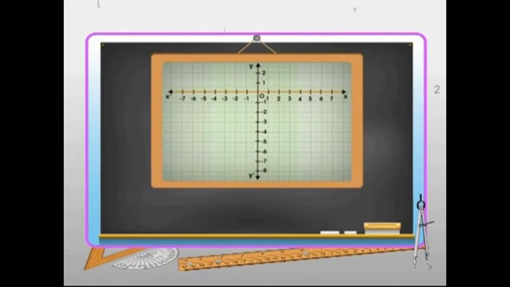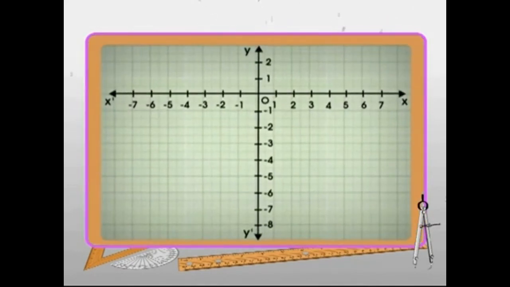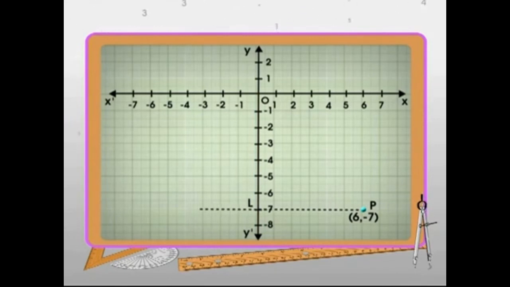From x-axis to y-axis, let's try to solve this problem, starting with something familiar. We first locate point P on the graph paper. We now draw the line PL perpendicular to OY dash. We produce it beyond L to P dash so that PL is equal to P dash L. P dash is the reflection of P. Hence, the coordinates of the reflection are -6 and -7. For a point whose line of reflection is the y-axis, the y-coordinate remains unchanged, but the sign of the x-coordinate is reversed.